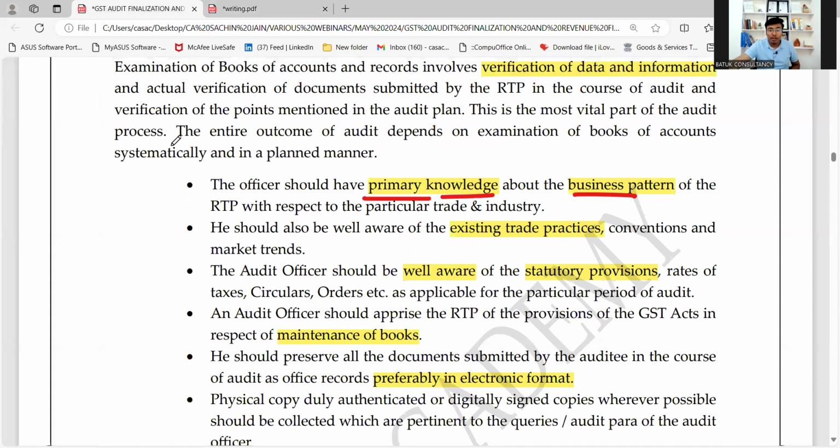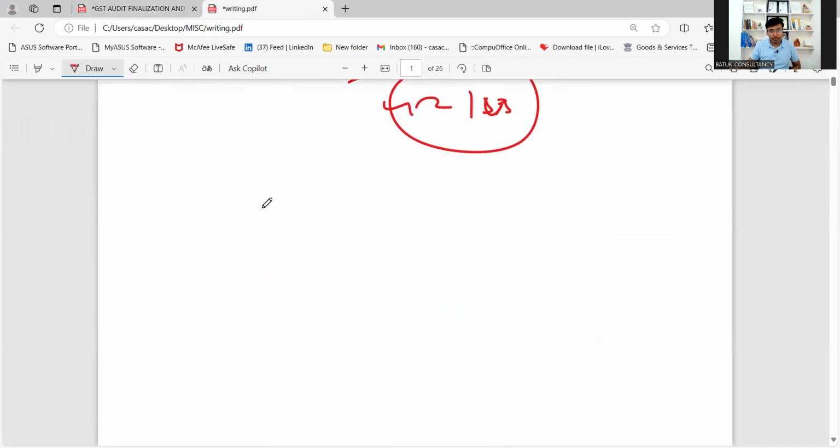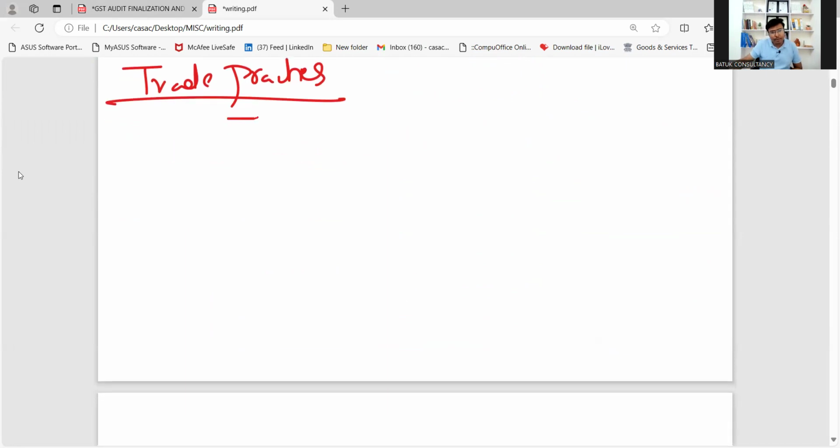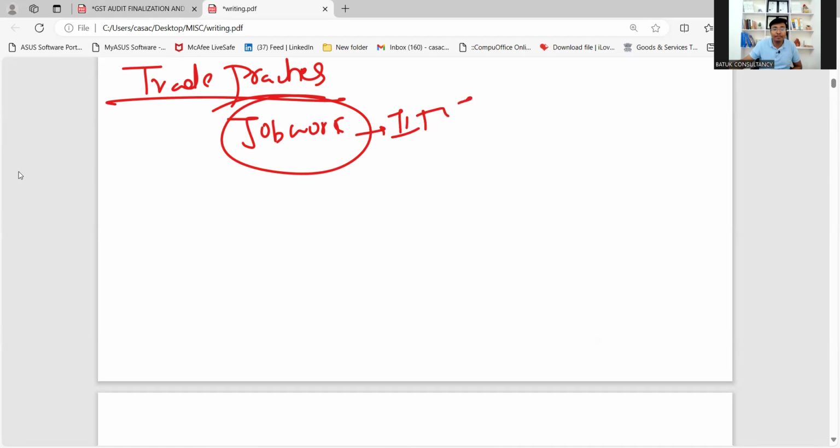Now you also need to be aware of the existing trade practices, because this is also a very important task. When you understand the trade practices, I am going to share an example, and through that example I am going to explain the situation. In case you understand the trade practices, only then will you know whether this particular entity is dealing in job work or not. And if that entity is dealing in job work, in that case ITC 04 is applicable.